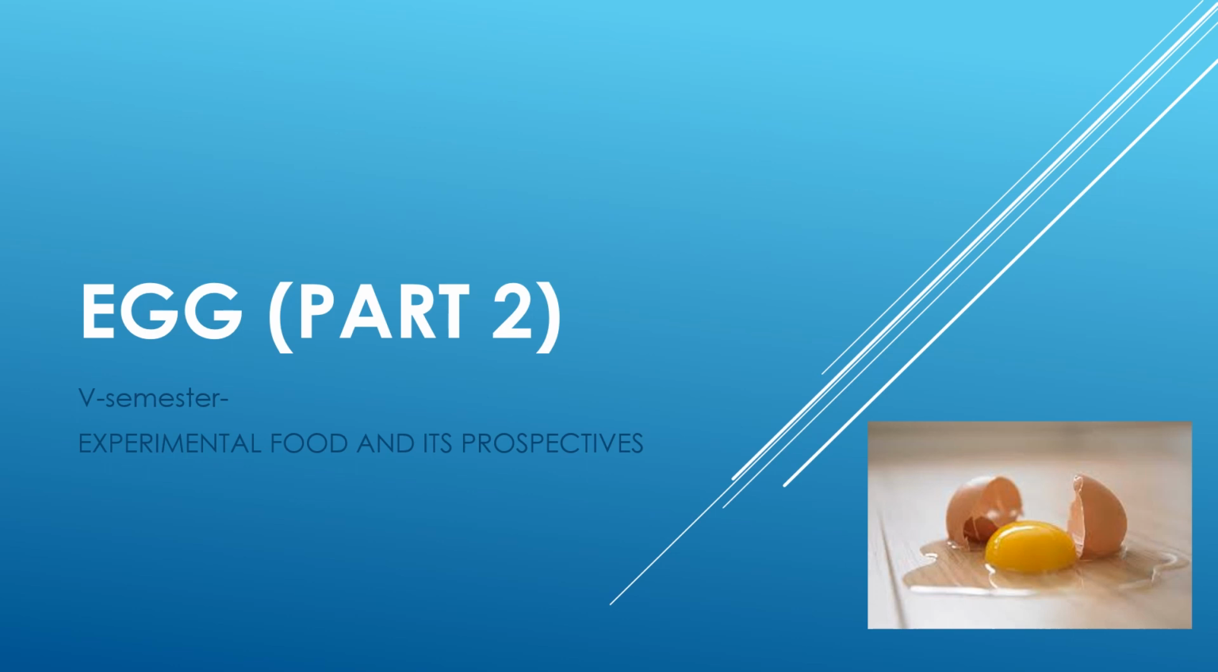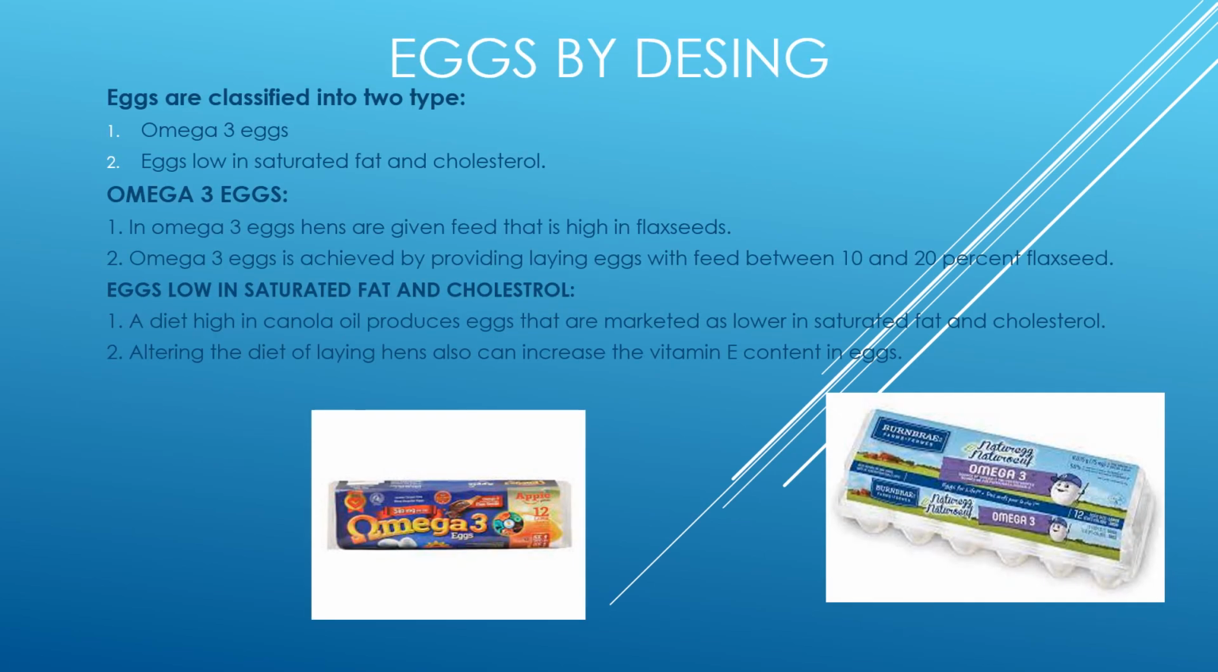Today we will start our new chapter, that is egg. Let's start. Eggs by design. The eggs we are getting may have a different type depending on the production of those eggs, meaning the feed that is given by their caretakers or the environment in which they may live.